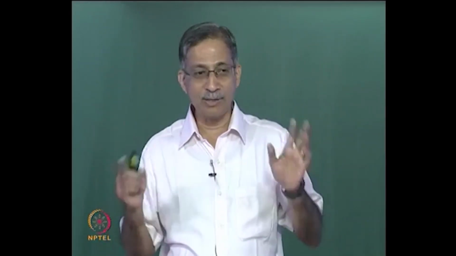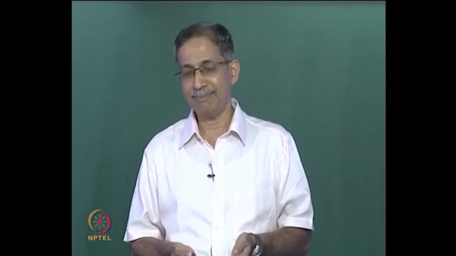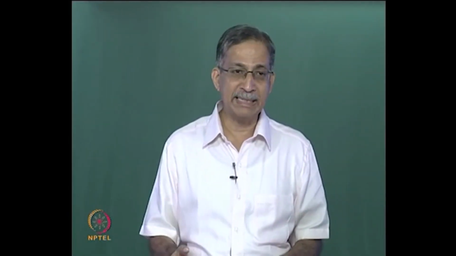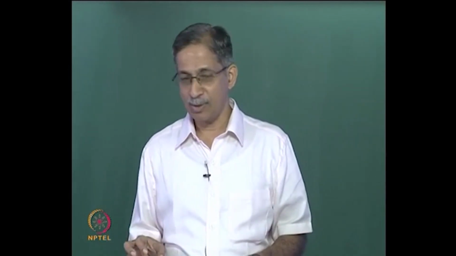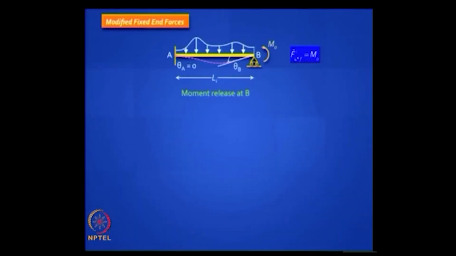Usually you do not have a concentrated moment acting, but if by chance you have one, you should be able to handle that also. So I am giving you a case where you have a concentrated moment acting at that released location, m naught. The question is how to find out these remaining fixed end forces. One of them you know, it is either 0 or a given moment which is applied externally. How to generate expressions for the other three?